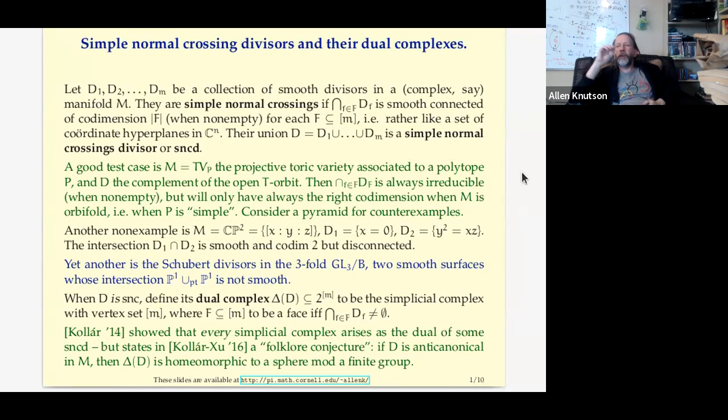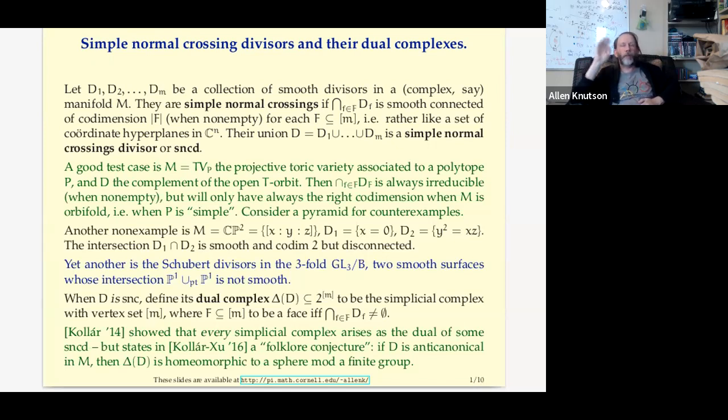If you take a general SNCD, then there's nothing much to be said about what the simplicial complex can look like. But I'm particularly going to be interested in the case where the SNCD is anticanonical. So you should think of something like, on CPN, we know the canonical class is O of minus N minus one. And that negative tells you already, from my point of view, that the canonical was the weird thing to look at. We should be looking at the anticanonical. But I guess that's just because I like projective space more than I like surfaces of general type, which are the places where one really wants to use the canonical class.